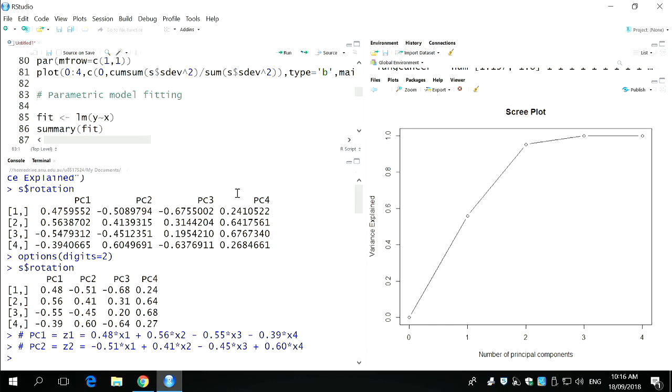Why am I only using 2? Because I've got 95% of the variation. Probably don't need 3 and 4. Okay? What are 3 and 4?